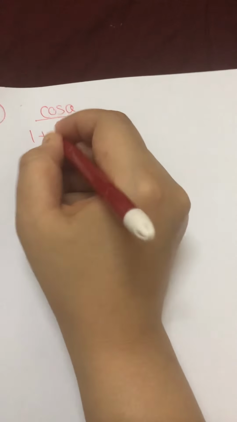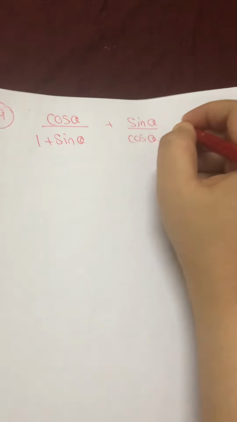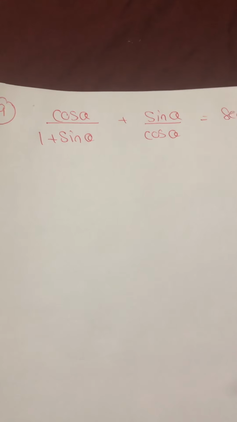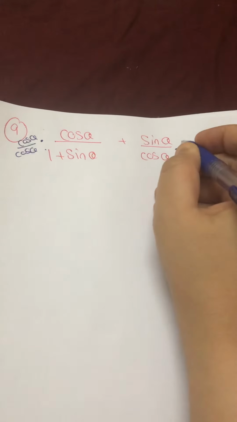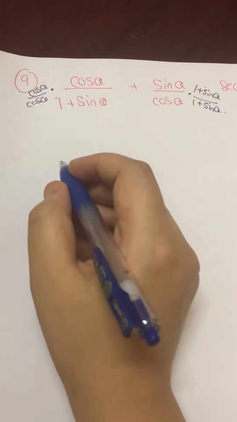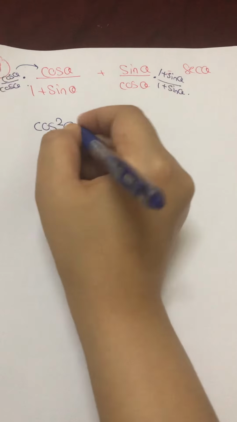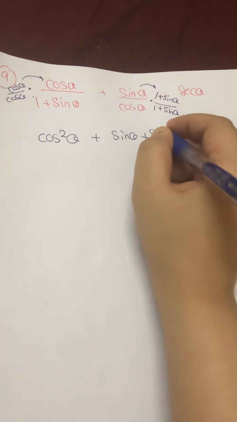Question number 9, cosine theta over 1 plus sine theta plus sine theta over cosine theta, which is equal to sec theta. I'm going to work on the left side, and I'm going to multiply this side by cosine theta over cosine theta, and this side, you have your choice to do whatever you want as long as you get the answer. You can make it shorter, you can make it longer. So here I will directly distribute cosine, or multiply, cosine squared theta plus here I have sine theta plus sine squared theta.